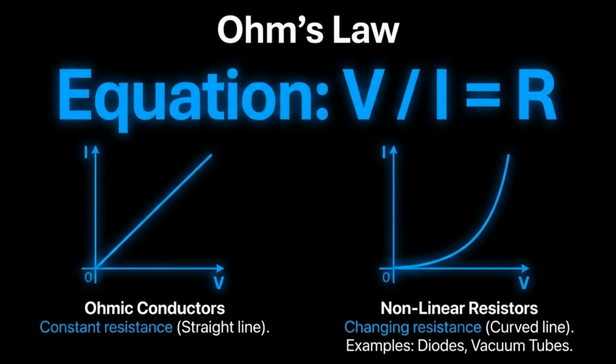Ohm's law is expressed as V divided by I equals R. Ohmic conductors have constant resistance, resulting in a straight line graph. Nonlinear resistors have changing resistance, resulting in a curved line.